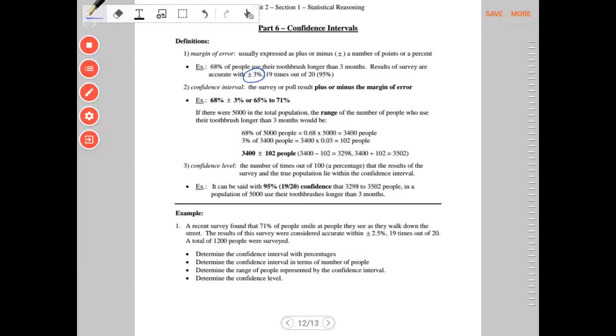Number 3, confidence level. The number of times out of 100, a percentage, that the results of the survey and the true population lie within the confidence interval. So basically, how accurate is the survey? So, for example, it can be said with 95% or 19 out of 20 confidence that 3,298 to 3,502 people in a population of 5,000 will use their toothbrush longer than 3 months.